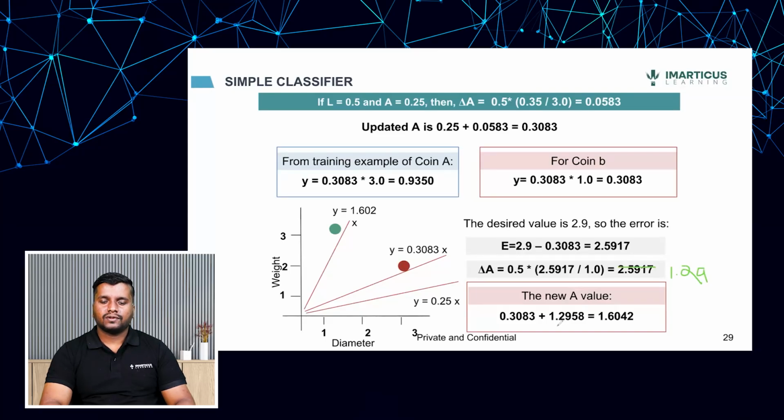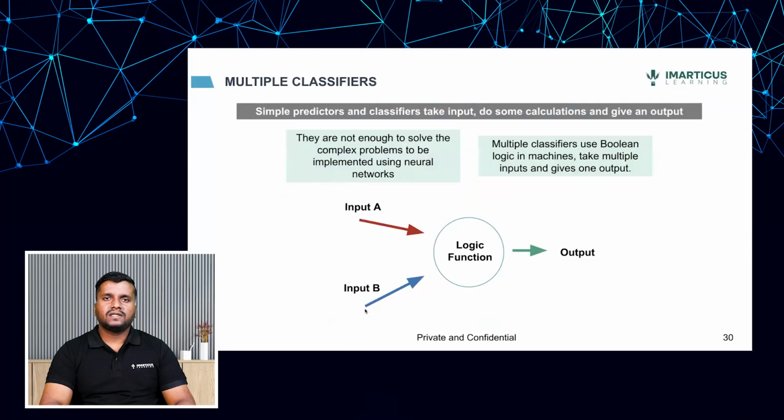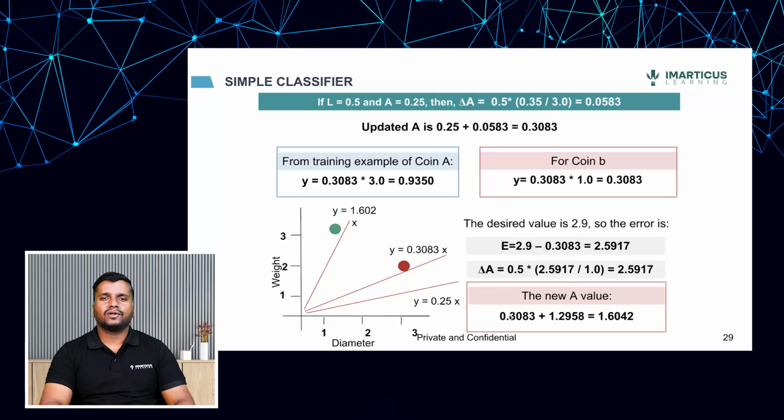Okay, so when we add this value, we are getting the value as 1.60. Now the new value of 1.60 is something that will actually tell us the value of A and B as well, for both coin A and coin B. So that is the simple predictor. We have seen how these predictors are actually going to work. So basically what is happening, I will tell you.